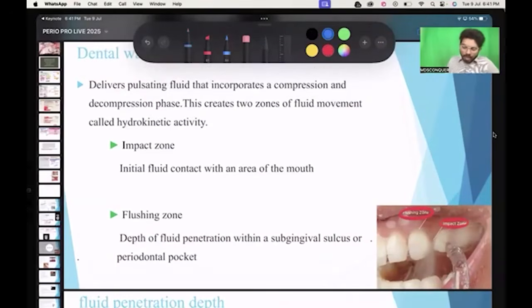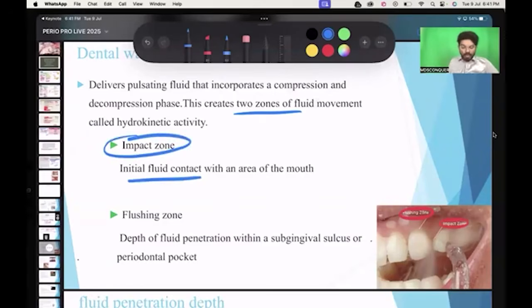So what is going to happen? It creates two zones by the fluid movement called hydrokinetic action. One is called the impact zone, that is the initial zone of contact. The second one is the flushing zone. Clear? So that is your question number 7. What are the two zones in the water formed while water irrigation devices are used?